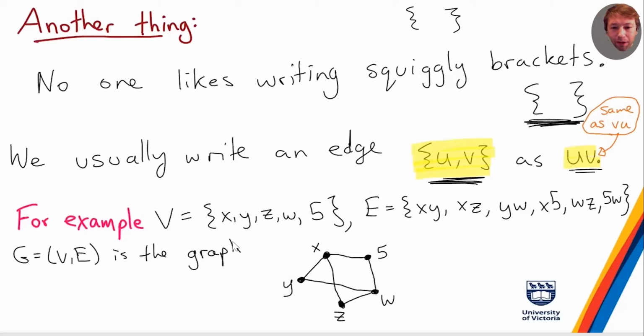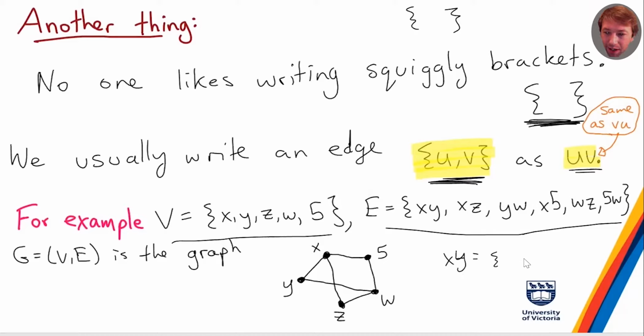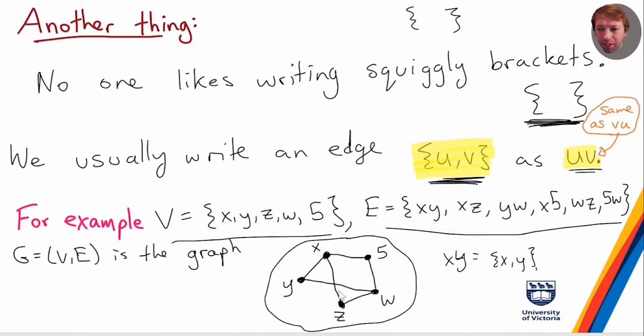So for example, I can define a graph this way, taking V to be the set {X, Y, Z, W, 5}, and I let E be the set XY, XZ, YW, X5, WZ, and 5W. Formally, XY is the same thing as the set {X, Y}. It's just a different notation. And that would give me this graph below. I hope I haven't messed it up, but I think that's the graph that you get.